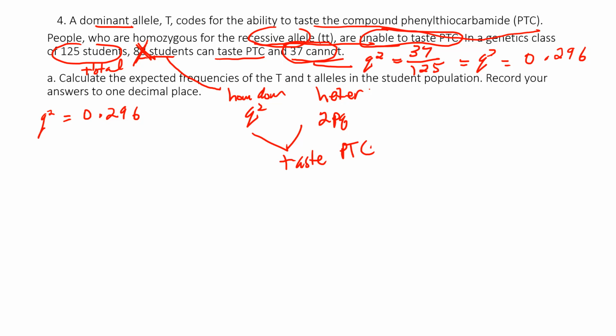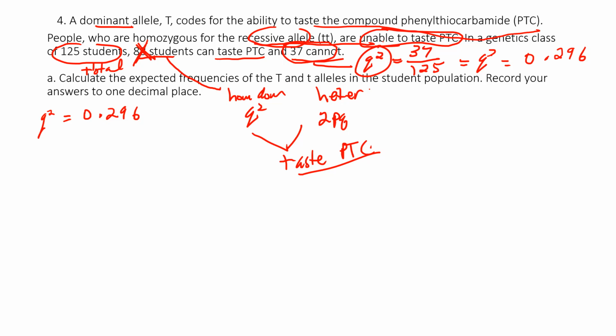So you can see that with the 85 students, we still can't determine which ones are homozygous dominant and which ones are heterozygous, because all of them together would be able to taste that. So this is why we never use the dominant trait when we're using these calculations. When we do look at the 37 that can't, we know that's the recessive, and that can only be Q squared. To be recessive, you have to have both your alleles being recessive alleles, in this case, Q squared. That's why in these type of questions, we must always use the recessive trait.